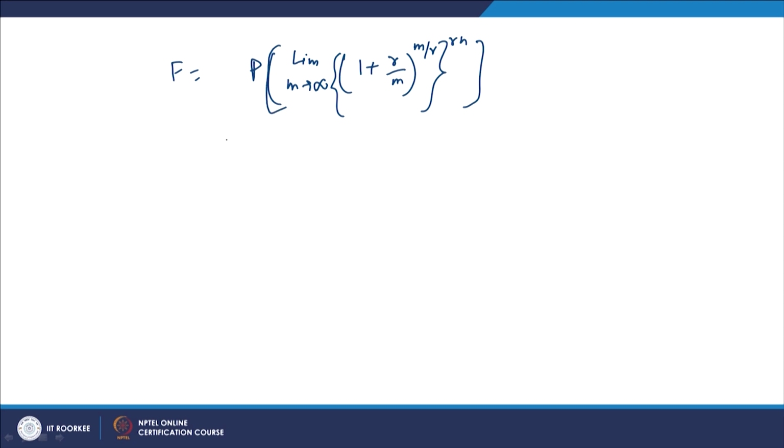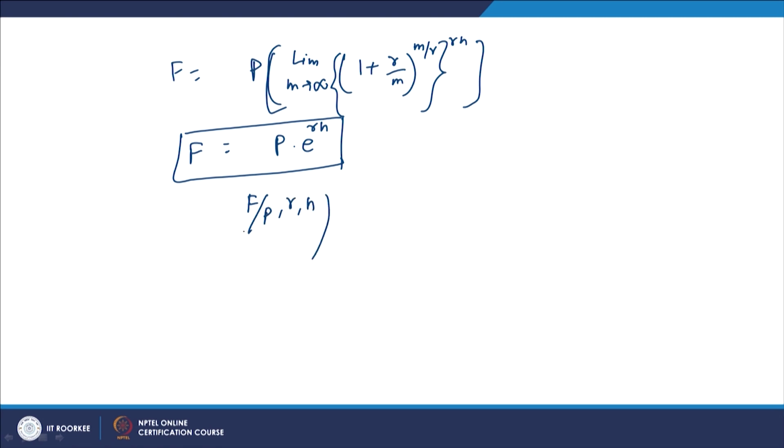Now, in this case this quantity will become e. So, it will be P into e raised to the power rn. So, what we see is that F will be equal to P e raised to the power rn. Now, the single payment compound amount factor is normally F by P, r, n, and this is nothing but e raised to the power rn.